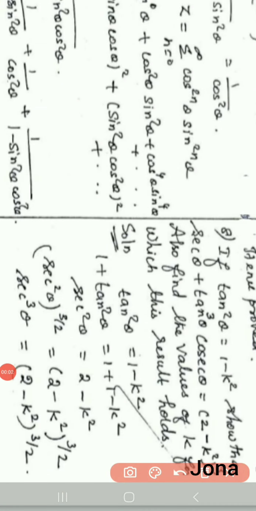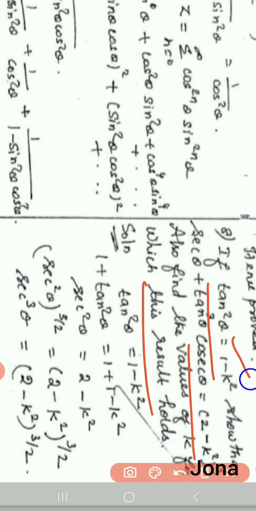Eighth sum. If tan square theta equal to 1 minus k square, show that secant theta plus tan cube theta cosecant theta equal to 2 minus k square the whole power 3 by 2. Also, find the values of k for which this result holds. So, as usual, I want to take what is given in the problem. Here it is given tan square theta equal to 1 minus k square.